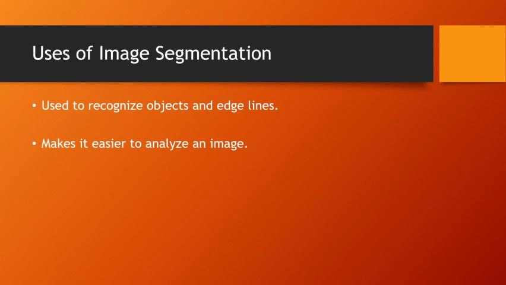The real world uses of image segmentation are to recognize objects and edge lines, and it makes it easier to analyze an image. A big part of this is self-driving cars and things that need to recognize the objects in an image, such as security cameras. There are many uses in the real world.